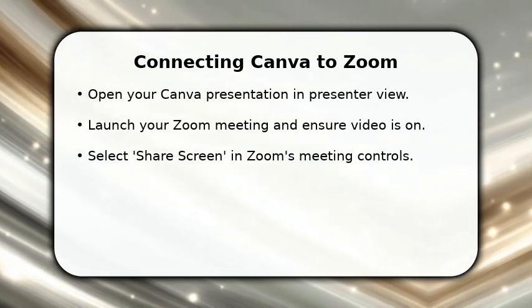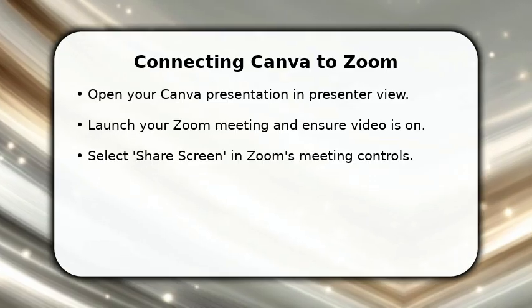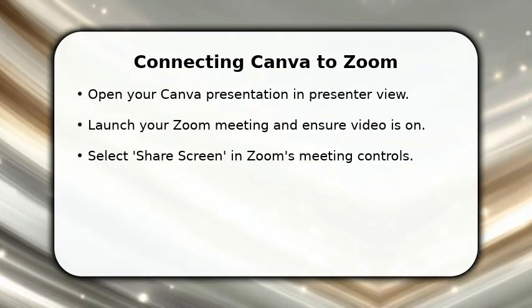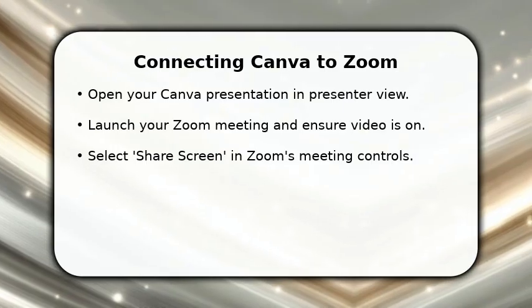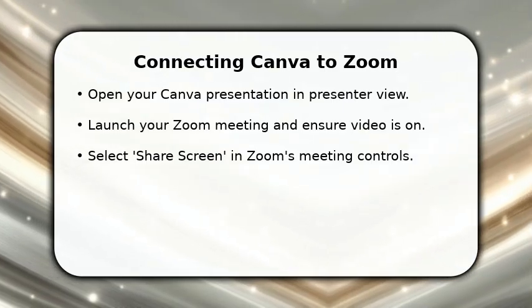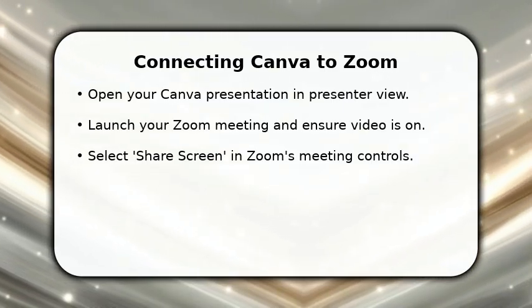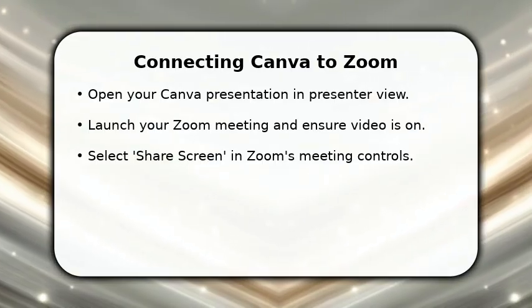Next, start your Zoom meeting and make sure your video is active. You will then navigate to the bottom of your Zoom window and click on the green Share Screen button. This initial setup is crucial for a smooth presentation experience.